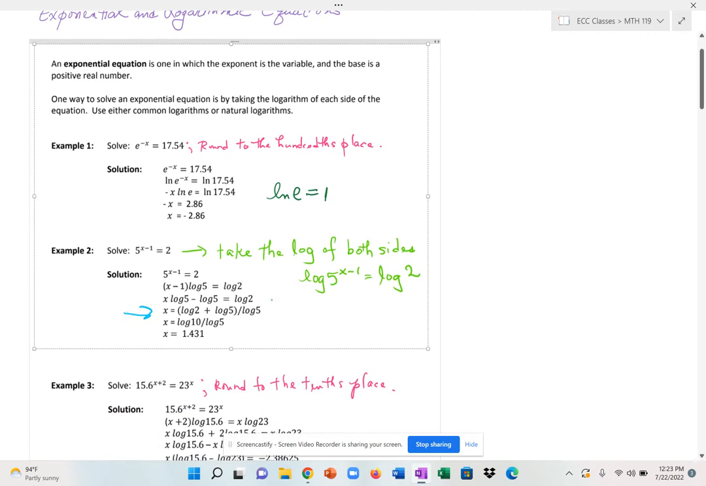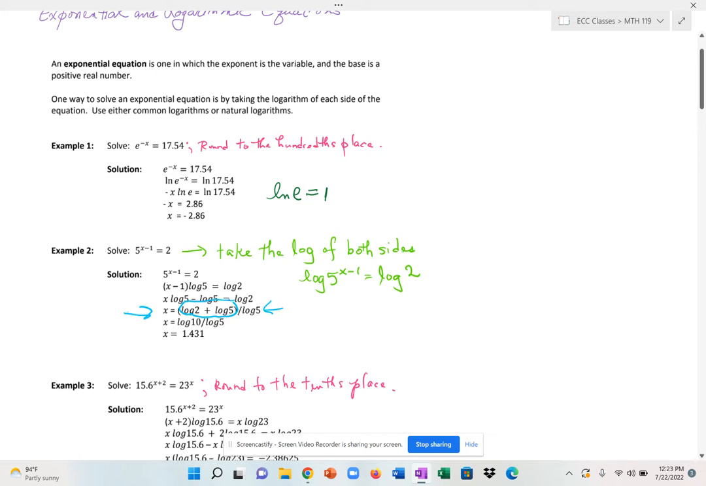At this point, you could plug this directly into a calculator the way you see it. I simplified it a little bit more. I used my product law because I know that the sum of two logarithms with the same base could be written as the log of the product of 2 and 5. And the log of 2 times 5 is the log of 10. So the log of 10 is really equal to 1. So if you enter 1 over the log of 5, you would get that this is about 1.431. I rounded to the thousandths place in this case.